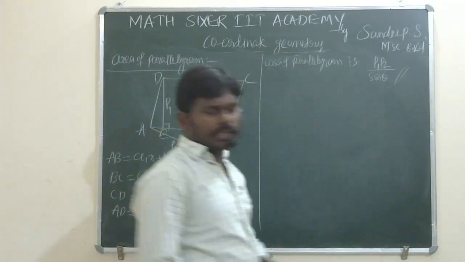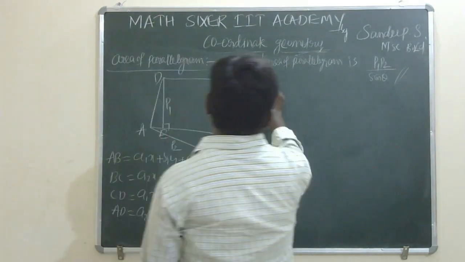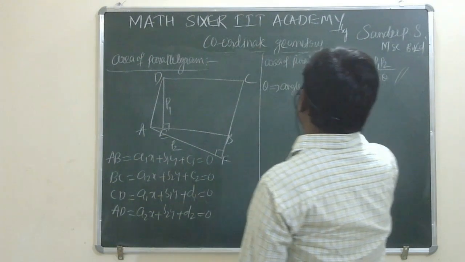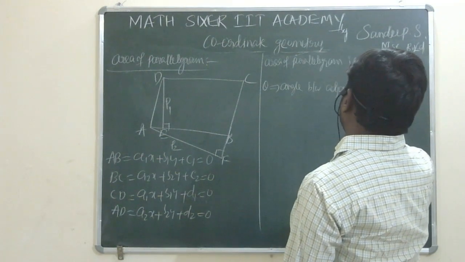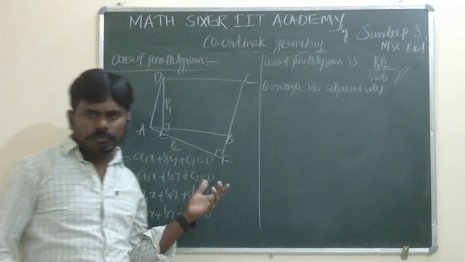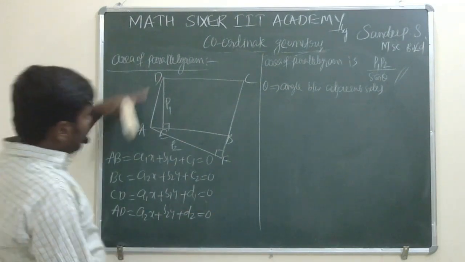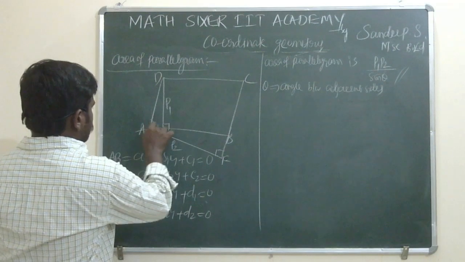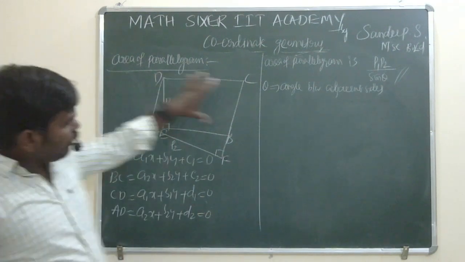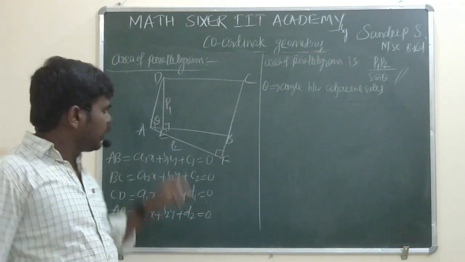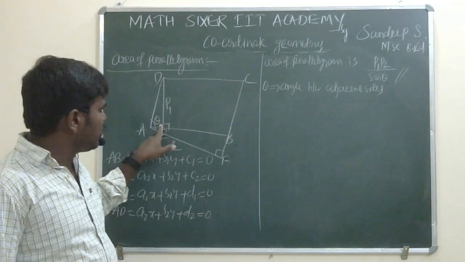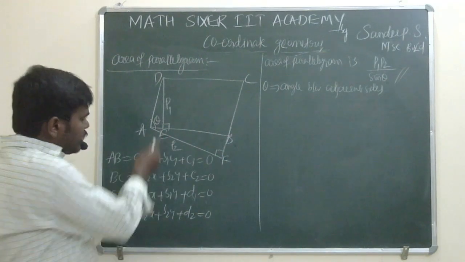Here theta is the angle between adjacent sides of the parallelogram. So here AD and AB are the adjacent sides, and you can take theta here. Now AD and BC are parallel to each other, and AB is a transversal, so alternate angles are equal. Hence this is theta, and this is also theta.